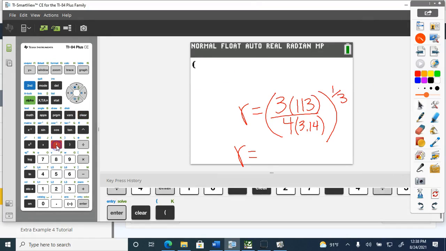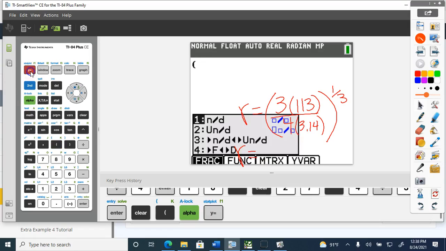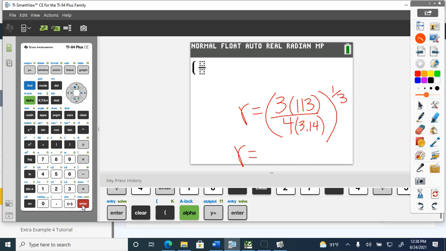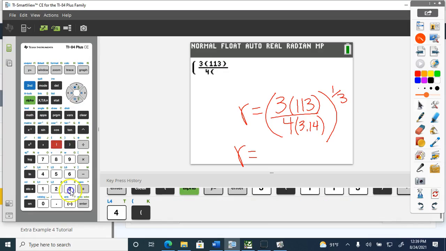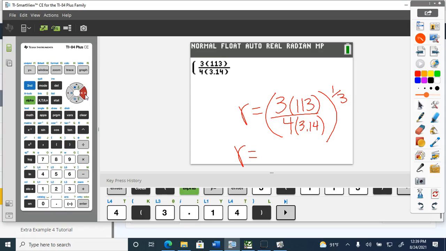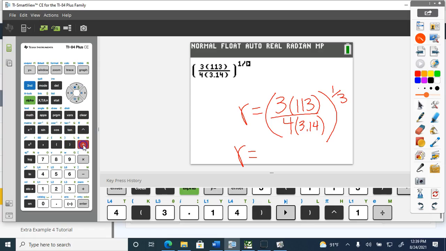First, you're going to hit parentheses, and then you want a fraction. So the easiest way is hit alpha y equals, and it's that very first one. Hit enter. And now on top, you can put 3 times 113. On the bottom, we can put 4 parentheses 3.14 close parentheses. Then you need to go to the right and close that big parentheses. Everybody see how I'm doing that? And then you press the exponent, which is a little arrow going up, and do the 1/3 power.